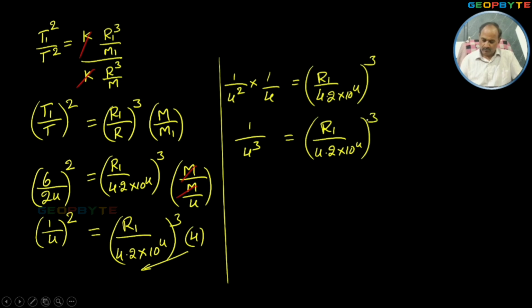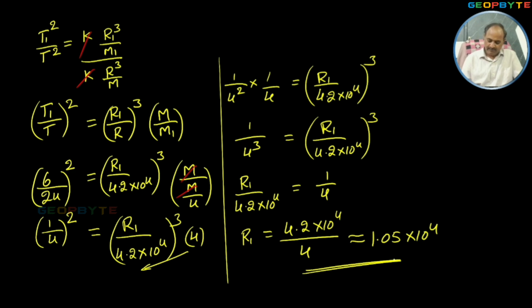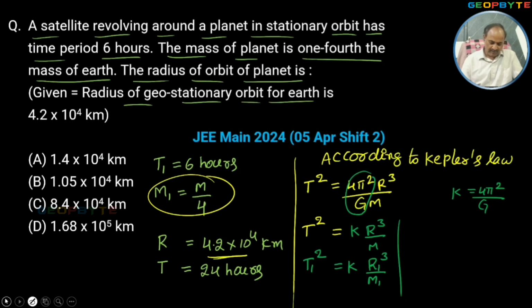Now you can write R1 by 4.2 into 10 power 4 equal to 1 by 4. From this, R1 equal to 4.2 into 10 power 4 divided by 4. It is approximately 1.05 into 10 power 4. That is the radius of the orbit where the satellite is revolving. Look at the options. 1.05 into 10 power 4. Option B is absolutely correct.